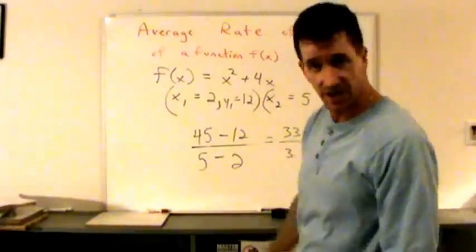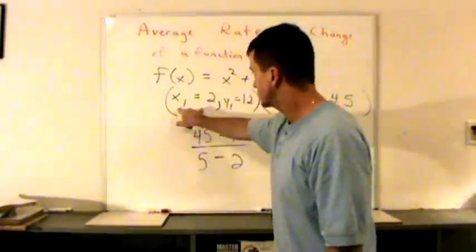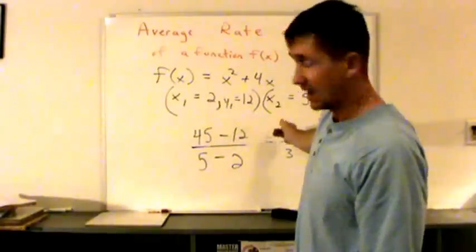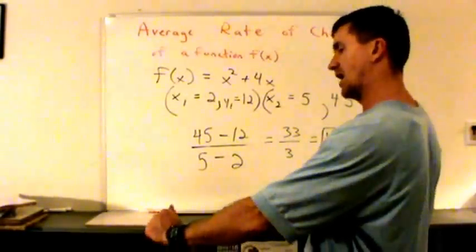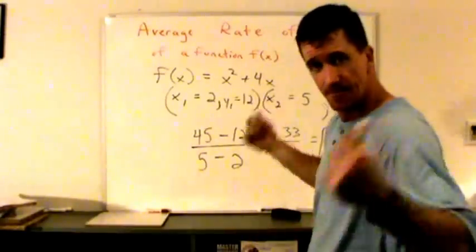The average rate of change of this function from x sub 1 equal to 2 to x sub 2 equal to 5 is 11. On average, it increased 11 for every one x value went to the right. That's it.